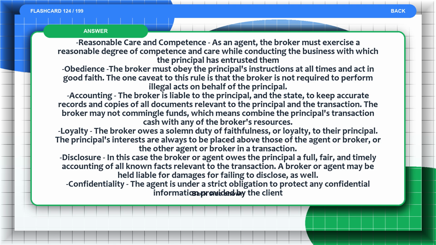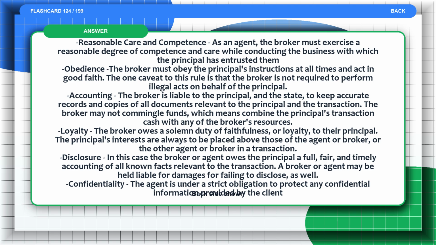Obedience: the broker must obey the principal's instructions at all times and act in good faith. The one caveat to this rule is that the broker is not required to perform illegal acts on behalf of the principal. Accounting: the broker is liable to the principal and the state to keep accurate records and copies of all documents relevant to the principal and the transaction. The broker may not commingle funds, which means combine the principal's transaction cash with any of the broker's resources.